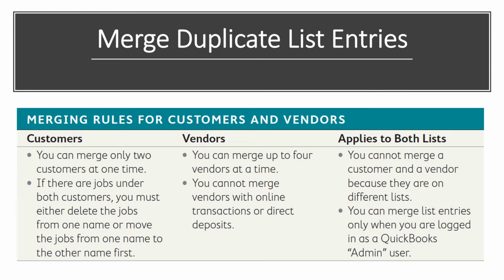Merge duplicate list entries. Occasionally, you may find that you have 2 records created for the same list entry. QuickBooks allows you to merge these duplicate entries. You perform the merge by editing one of the entries and changing its name to match the other exactly. The two entries will permanently become one, and all prior transactions with the merged list entry will reflect the change in name. You must be logged in as an admin user to merge list entries.